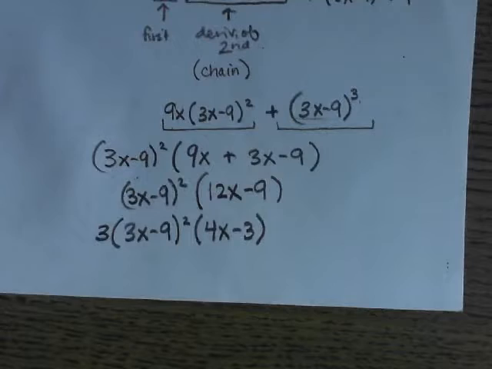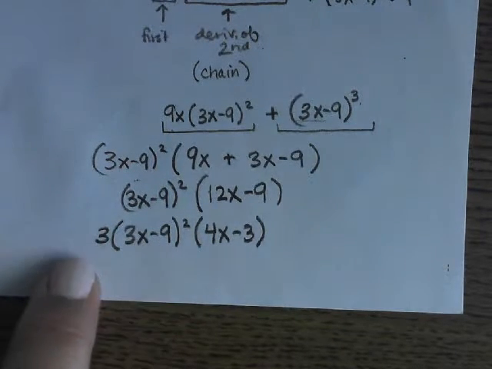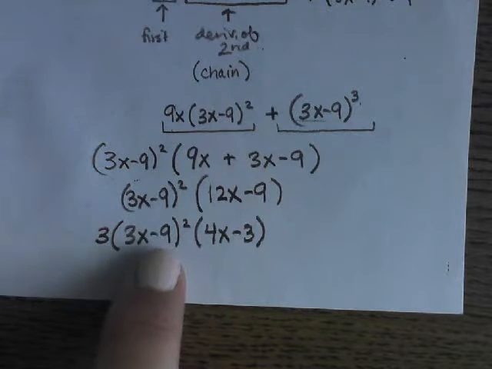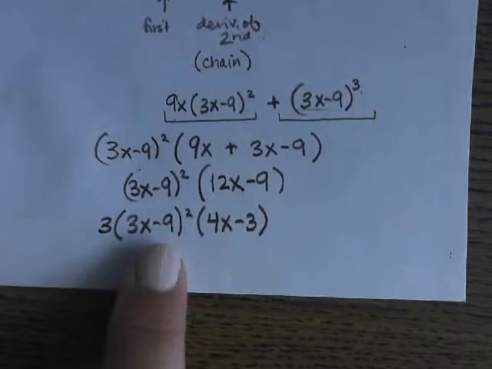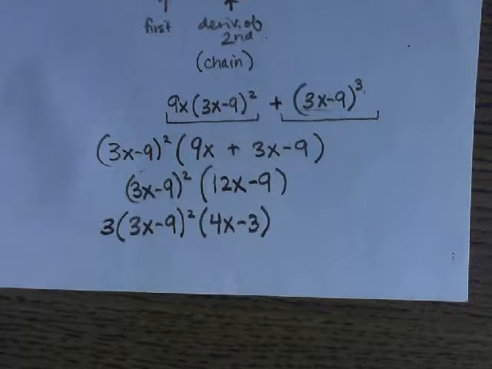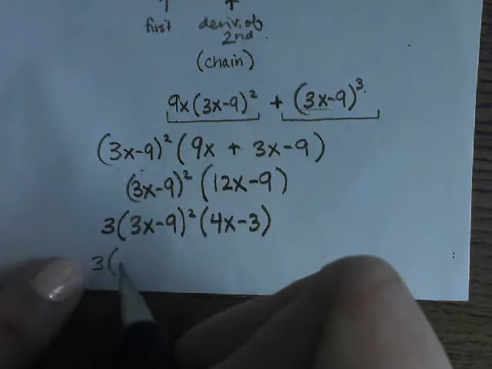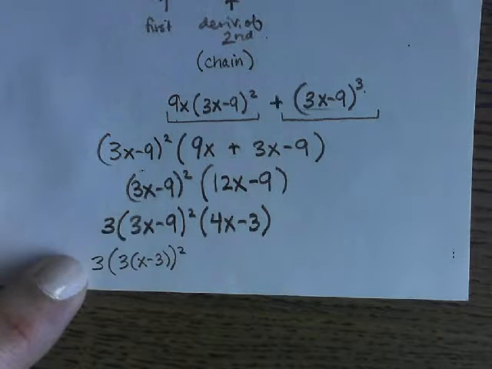Why can't I pull one of these 3's out in front as well? From 3x minus 9. Because it's squared. If anything, and I don't think I would do this because it would make it look ugly, if anything, I would have to do this. But that doesn't look very nice, right?